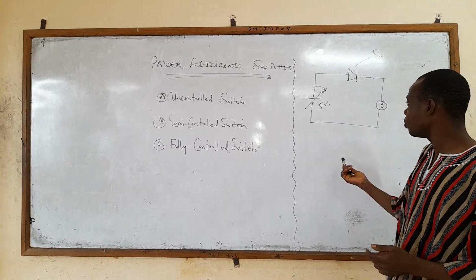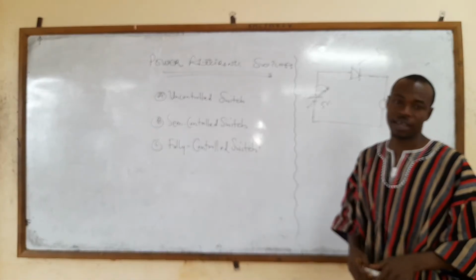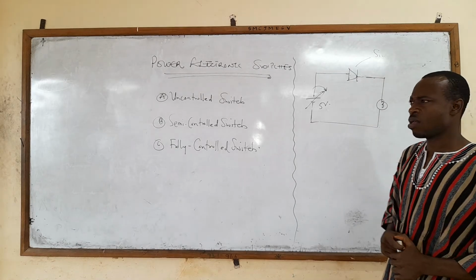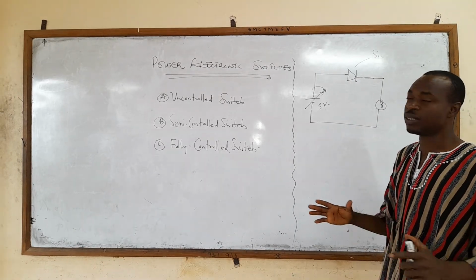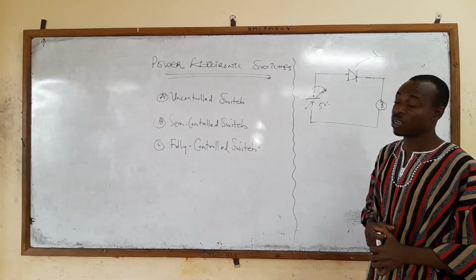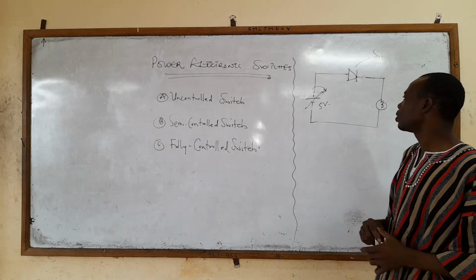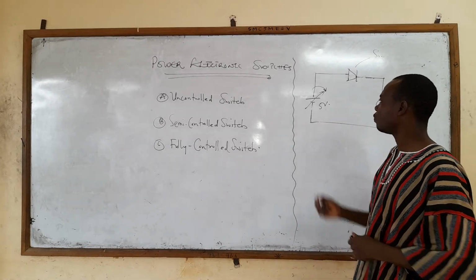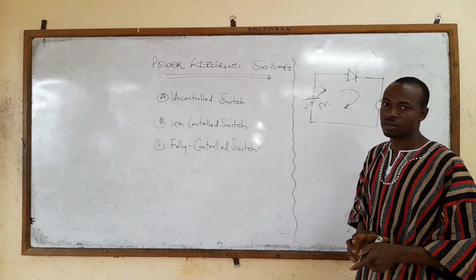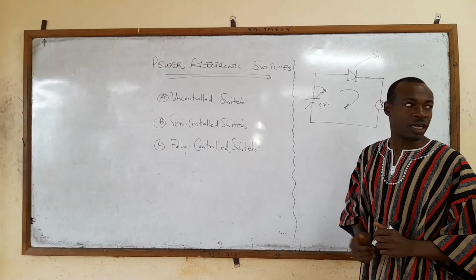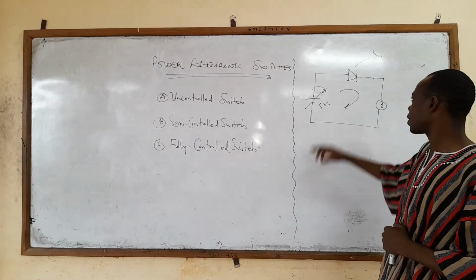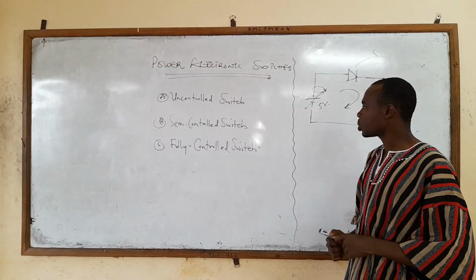And on the same note, we cannot turn it off. There's no mechanism that you can use to turn this circuit off. But the statement is not all that complete, that when you turn it on, you cannot turn it off. Actually, when you change the anode current or the circuit current to be less than 0.7, the circuit will go off, or the switch will go off. So we cannot control the turn on and the turn off. That is why we see that this type of switch is an uncontrolled switch.